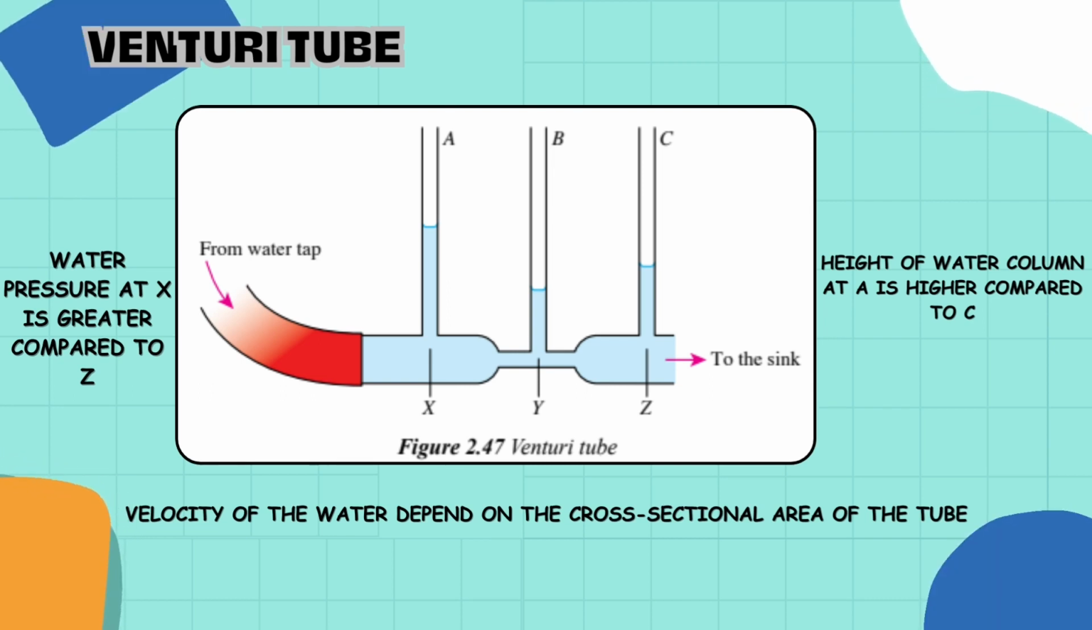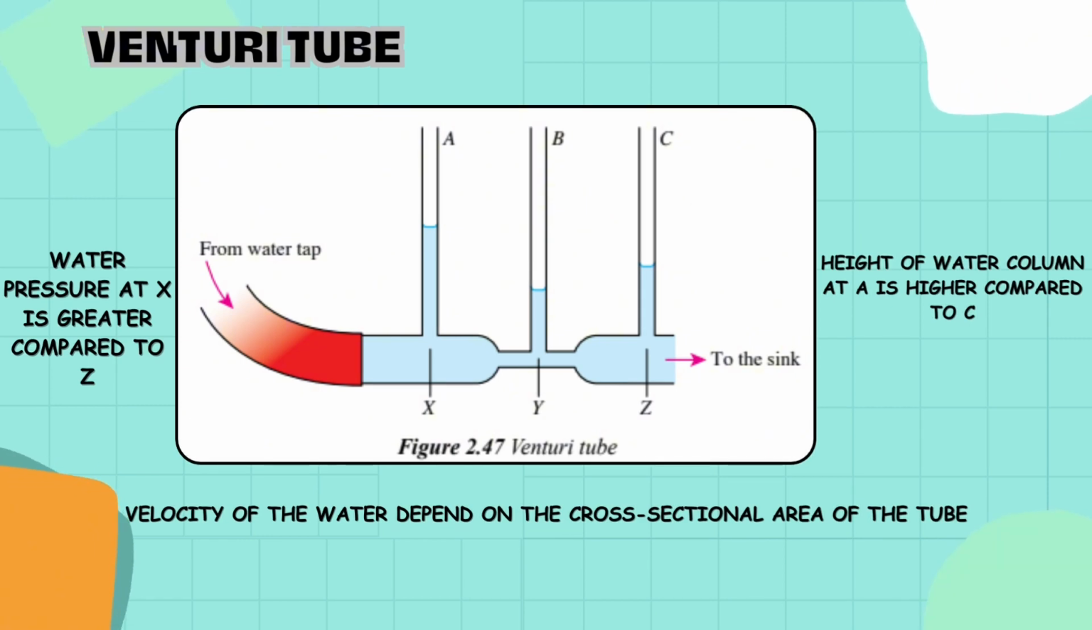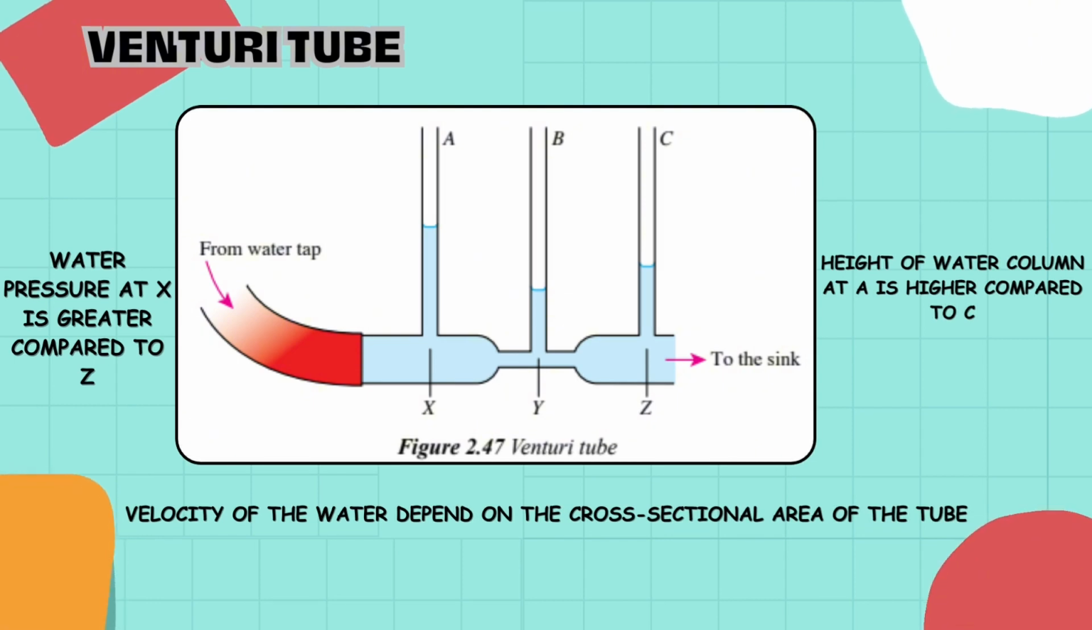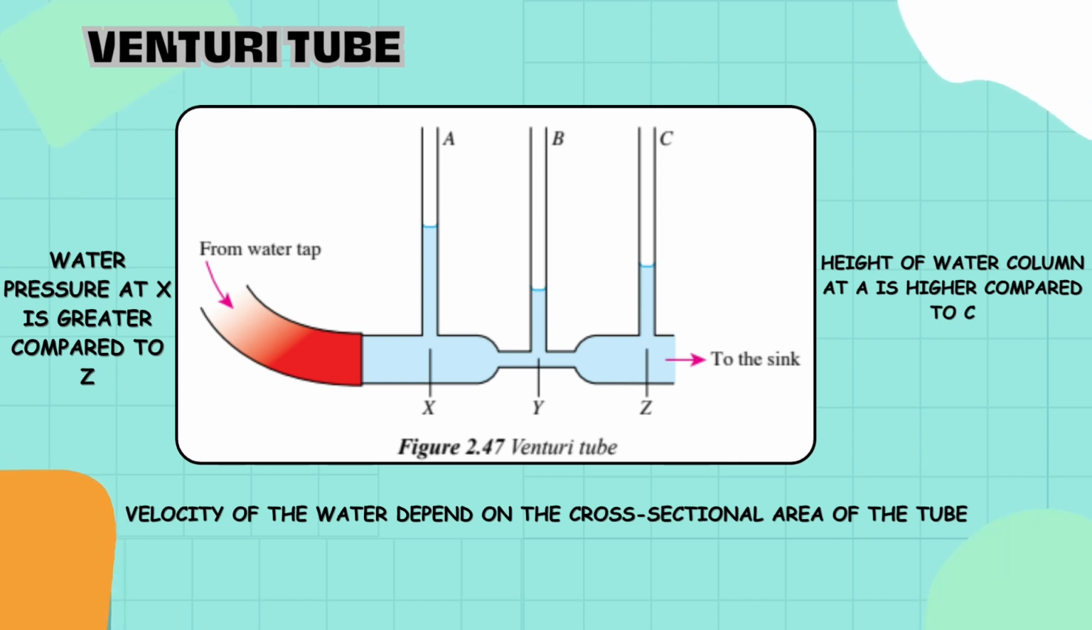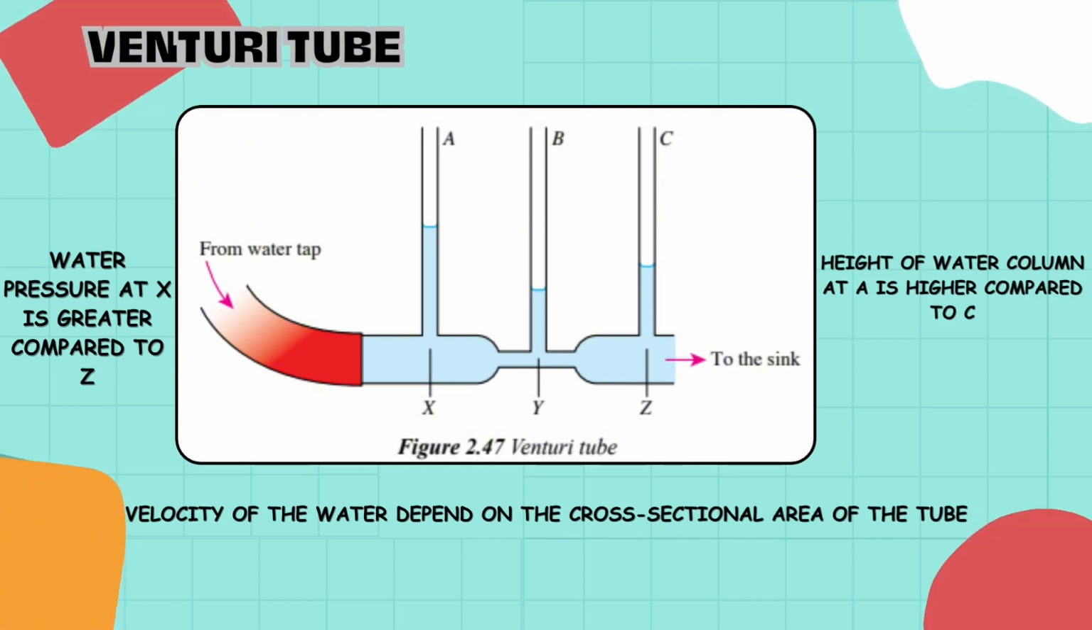Meanwhile, at the Y region, the water will move with high velocity because the size of the tube is smaller compared to X and Z. When the water moves with high velocity, it will create low pressure. So the height of the water column at B, as we can see in this picture, is the lowest compared to A and C. Basically, the velocity of the water in the Venturi tube situation depends on the cross-sectional area of the tube.